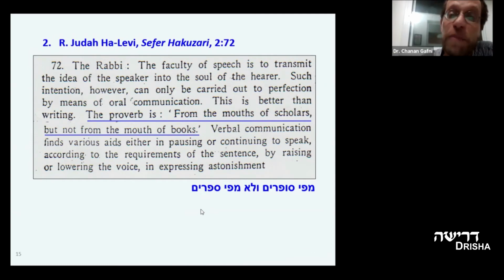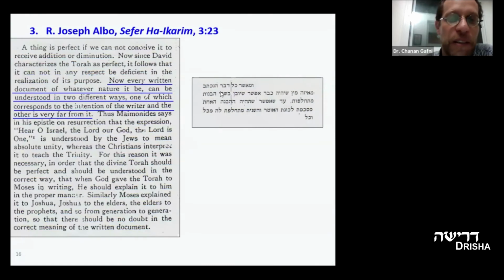This is Rabbi Judah Halevi, and the idea is the same. Texts are open to debates. They're not clear-cut. Teachers, oral tradition makes things much more clear. One last text, a fairly long text. Sarah, I can't ask any other participants to read this. It's going to be you.